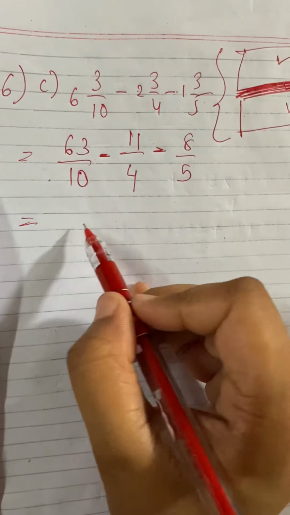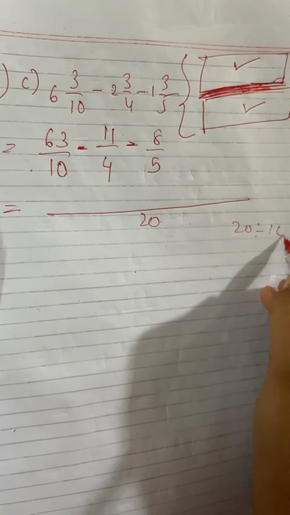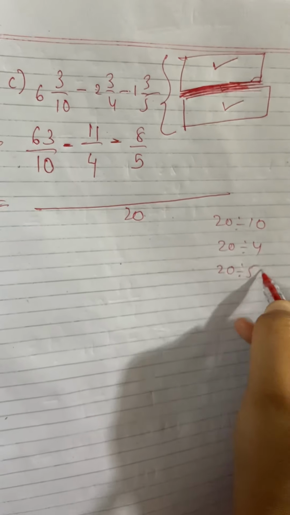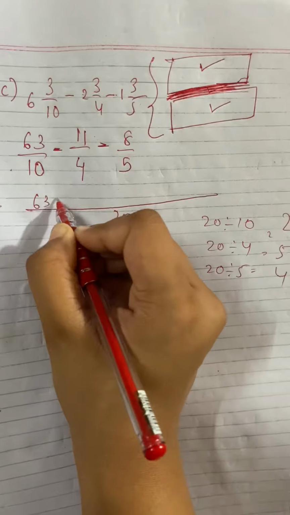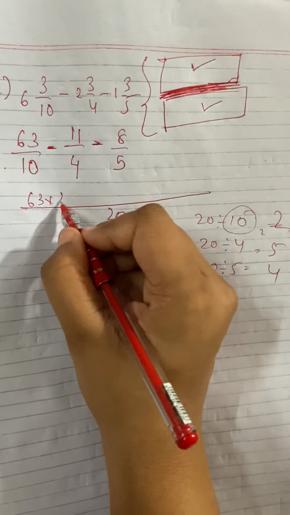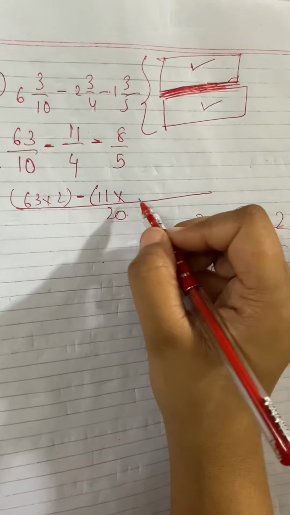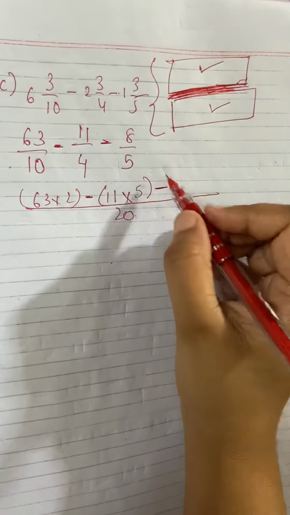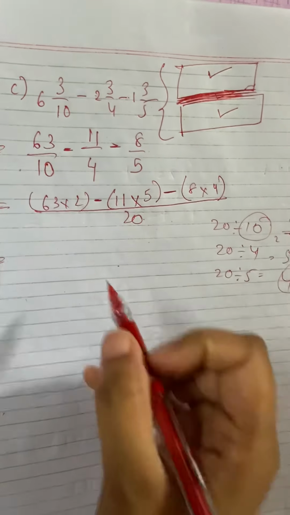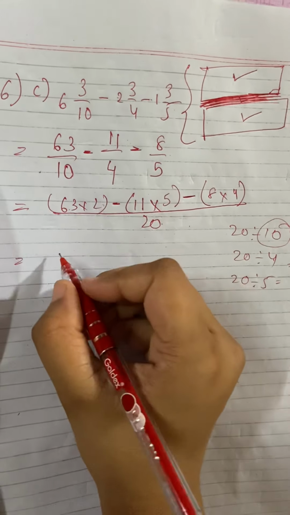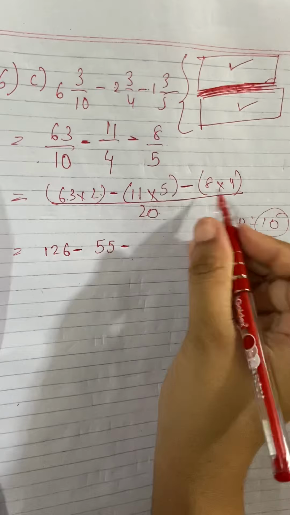Now you have to find the LCM. Please find the LCM properly. I already know the LCM is 20. So divide the LCM with all the denominators. So upon dividing 10, 5 and 4 I got 2, 4 and 5. Now with 63 I will multiply. For 10 I got 2, so I will multiply 2. Then bracket, then minus, and 11 into, for 4 I got 5, so I will multiply 5. Then minus. Sorry, with 5 I got 4. So 63 into 2, 126, minus 11 into 5, 55, minus 8 into 4, 32.